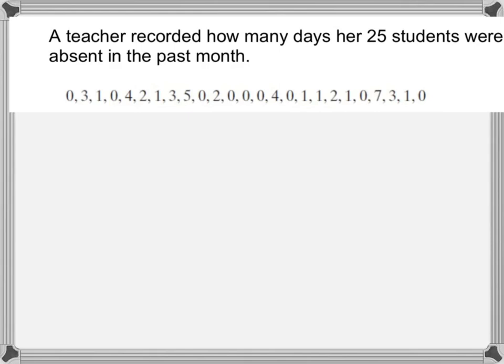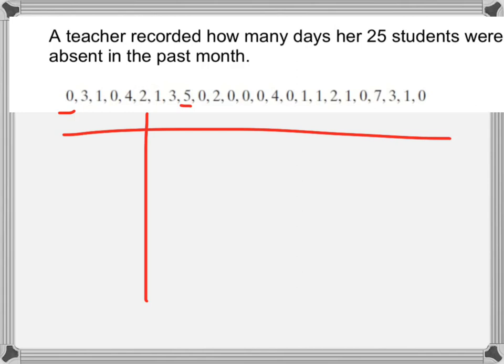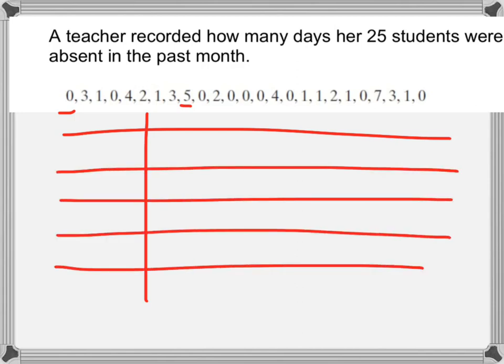Okay, we're going to do one more instance of a frequency table. A teacher recorded how many days her 25 students were absent in the past month. And so the days range from 0 to, what's the highest one here? It looks like it's 5. Okay, so my frequency table can go just by ones, right? So it can go 0, 1, 2, 3, 4, 5, and you have to go up by the range.